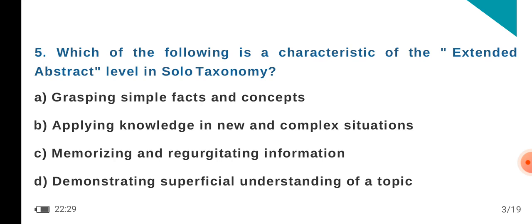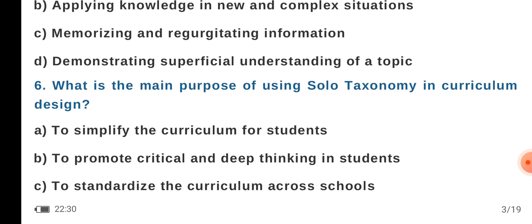Okay, in number 5, the correct answer is letter B, applying knowledge in new and complex situations. Explanation: at the extended abstract level, students are expected to apply their knowledge in new and complex situations, including a high level of understanding and competence. Okay, let's move on to number 6.